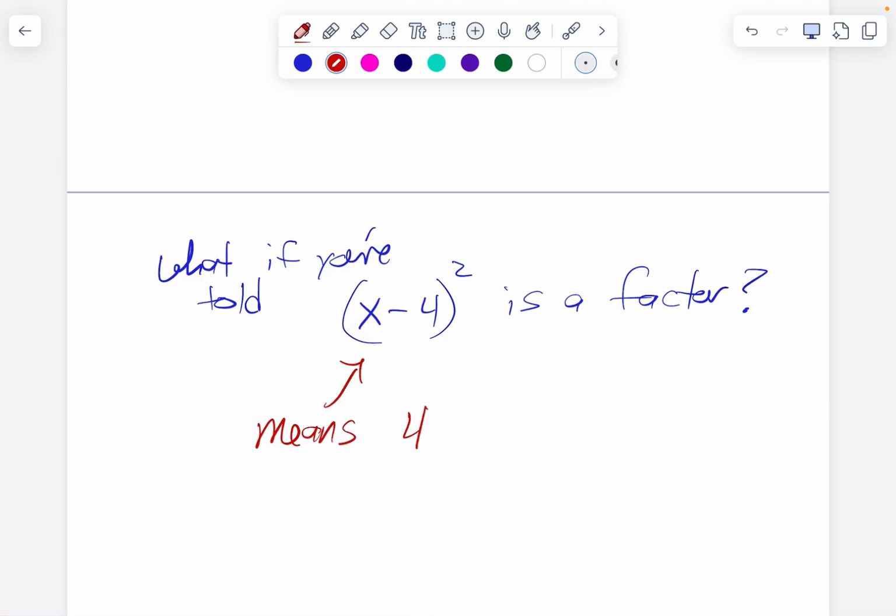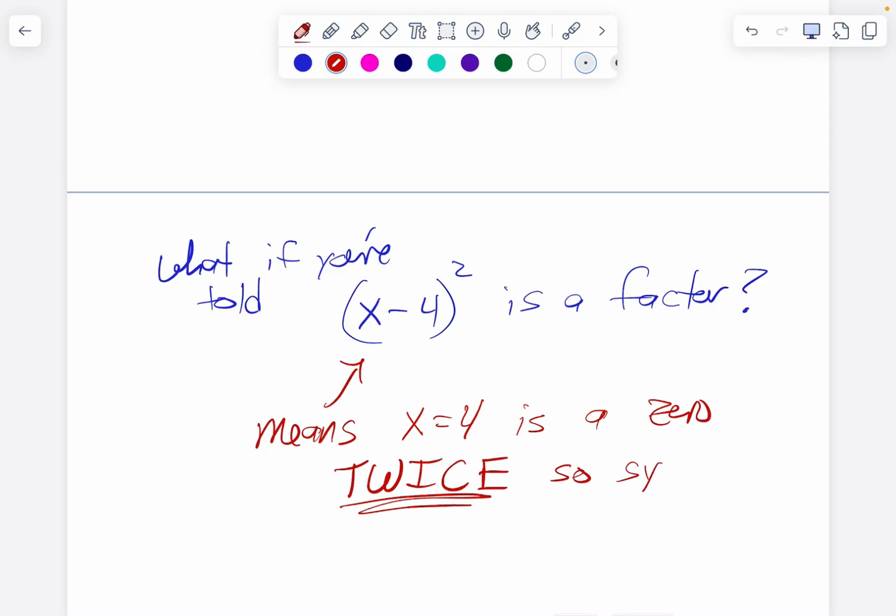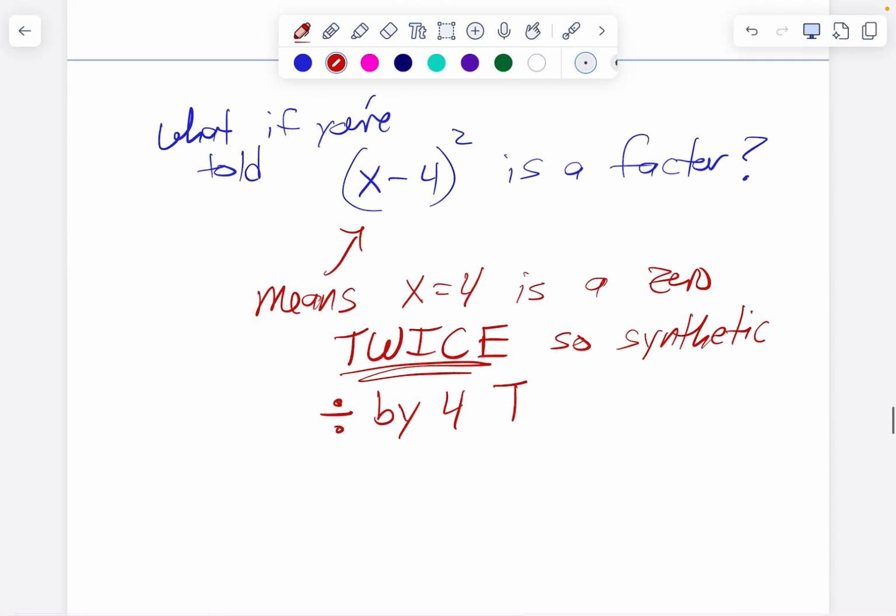So write this down: x equals 4 is a 0. And the big idea here is that it's a 0 twice. So synthetic divide twice. That would allow you to break this down 2 degrees, right? Like let's say it's a 4th degree. You divide by 4, now it's a 3rd degree. Divide by 4, now it's a 2nd degree. And now you can factor or quadratic formula.